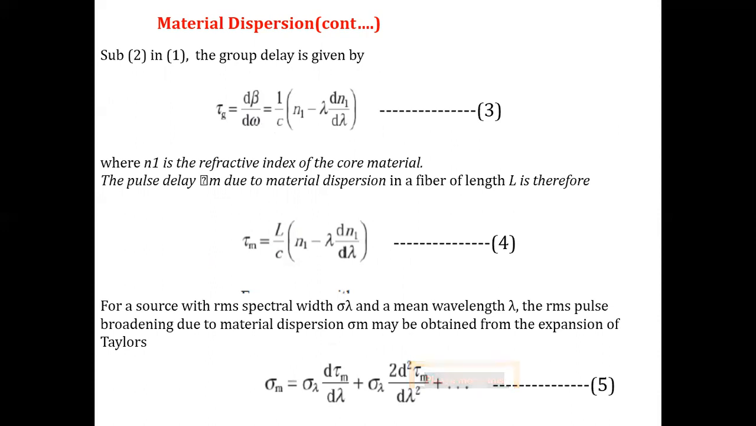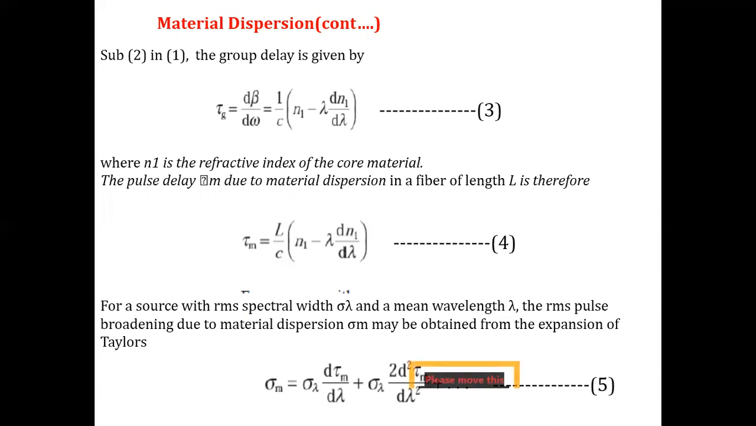Next, the pulse delay due to material dispersion in a fiber of length L can be represented as tau m. Instead of unit length, we are representing the length as L. So tau m is equal to L by C into n1 minus lambda dn1 divided by d lambda. The RMS pulse broadening due to material dispersion, sigma m, may be obtained by using Taylor series expansion.